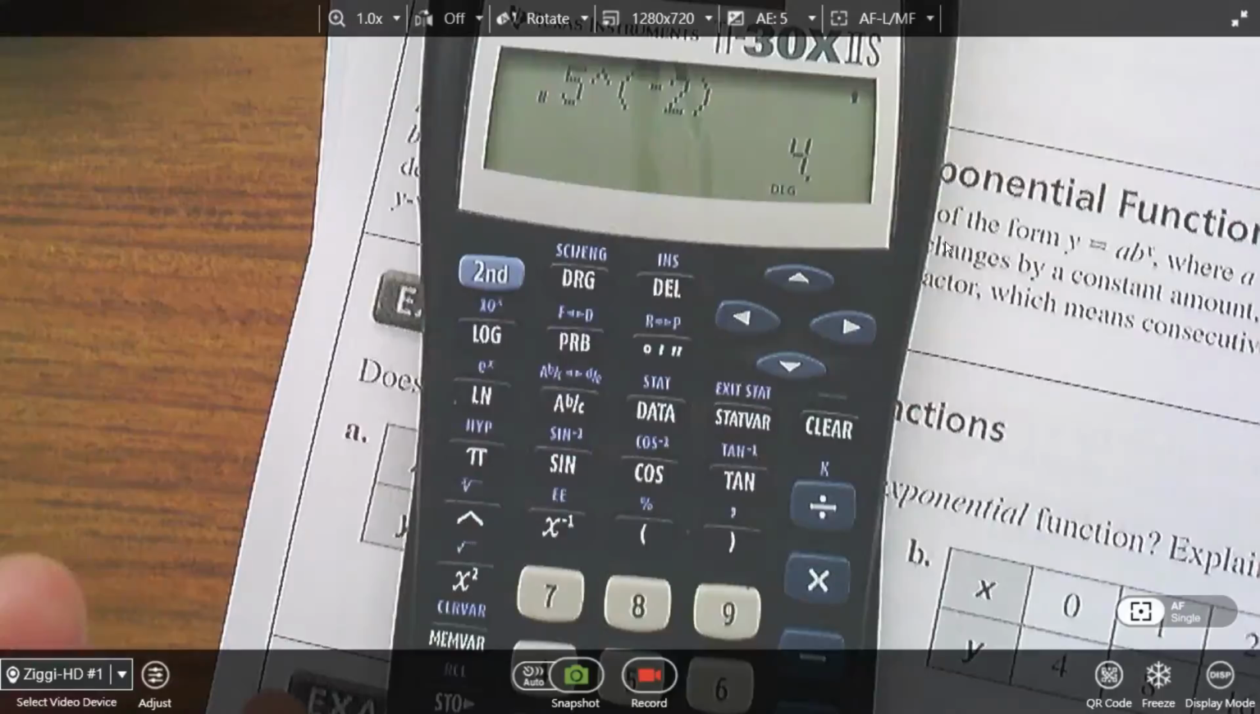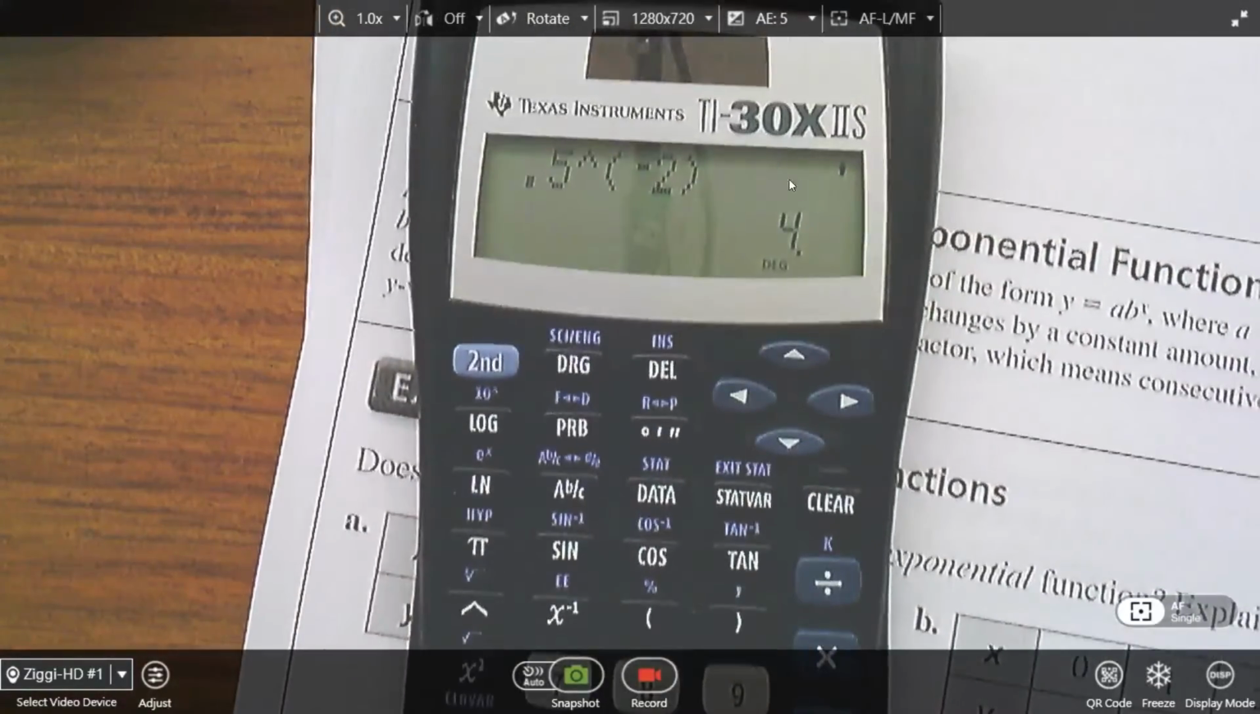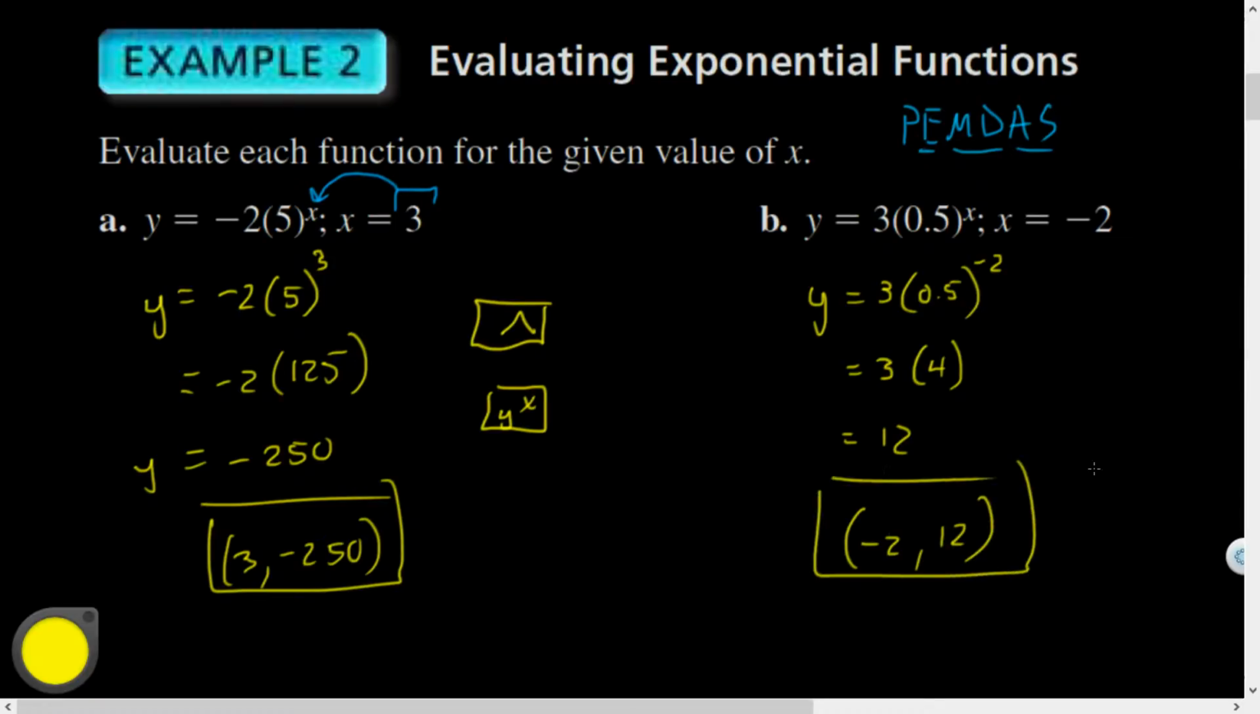0.5 to the -2 is 4. Wow, you guys maybe should do some experimentation with that at some point. So that's the same as 3 times 4, and 3 times 4 is 12. So that means for this function, when x was -2, y was 12. Right? So as far as evaluating those, it's not that bad. It is not that bad.